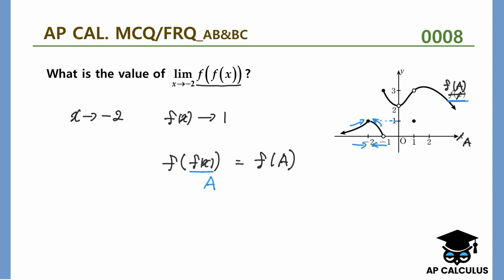Here, this capital A, which is equal to this, approaches 1, right? So as a approaches 1 from the left-hand side, it approaches 3. What about from the right-hand side? As a approaches 1 from the right-hand side, it also approaches 3, right? So the limit value of this must be equal to 3. So the answer has to be 3.